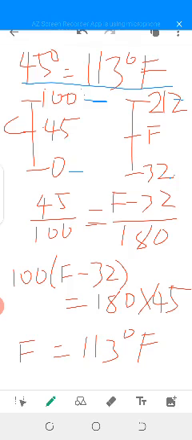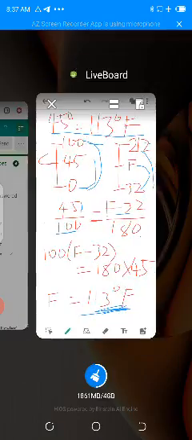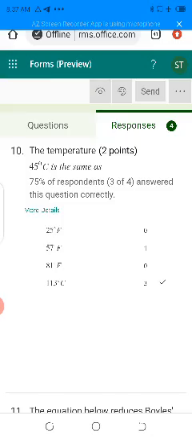So by the time you have 45 minus 0 over 100 minus 0 equals F minus 32 over 212 minus 32. 212 minus 32 is 180. So by the time you solve for your F there, you get 113 degrees Fahrenheit as the answer.